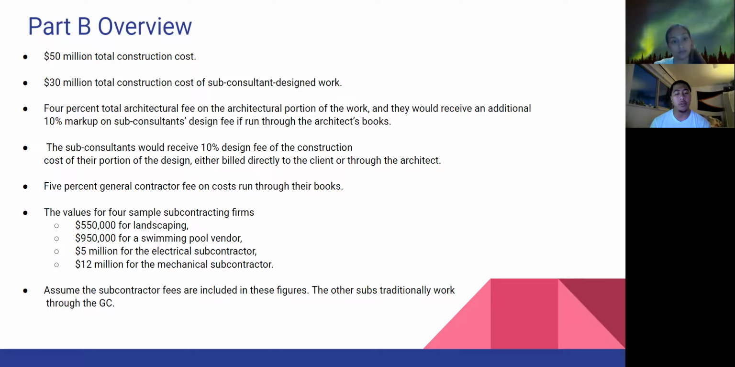For some examples of the horizontal approach, the firms for the subcontracting would charge $550,000 for landscaping, $950,000 for a swimming pool vendor, $5 million for an electrical subcontractor, and $12 million for a mechanical subcontractor. Assume the subcontractor fees are included in these figures. The other subs traditionally work through the general contractor.